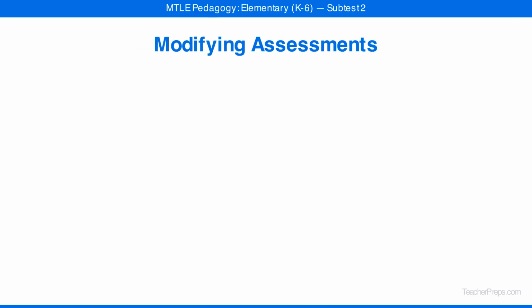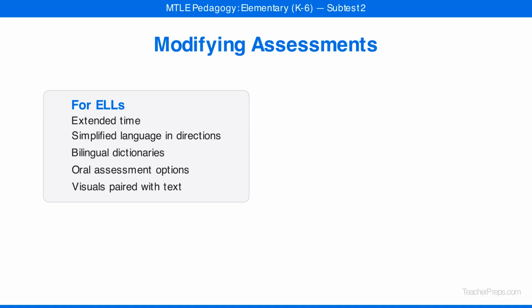Your exam will also test how to modify assessments for diverse learners. The key principle is that no single assessment captures a student's full understanding. Multiple measures provide a more complete picture. Modifications for English language learners include extended time, simplified language and test directions, bilingual dictionaries, oral assessment options, visuals and diagrams paired with text, and allowing responses in the student's native language.